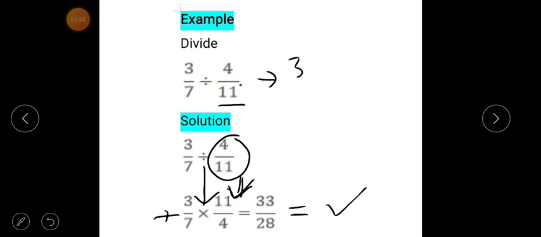So students, today we have discussed all the theory part of rational numbers. Hope you all understood that. In our next class, we will discuss the exercise of this chapter. Thank you.